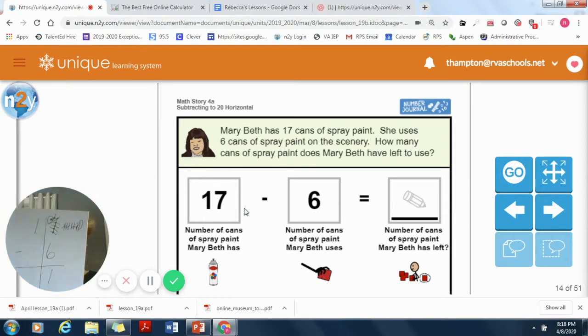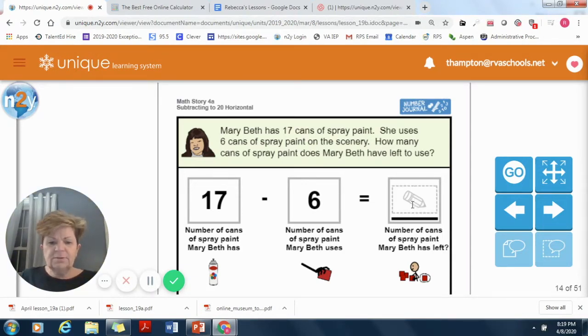Now in our tens column, how many do we have there? 1 ten. Are we taking anything away from it? No, nothing is there. So 1 minus nothing is 1. Very good. So our answer of 17 minus 6 equals 11. Very good. So let's go ahead and write in our answer.